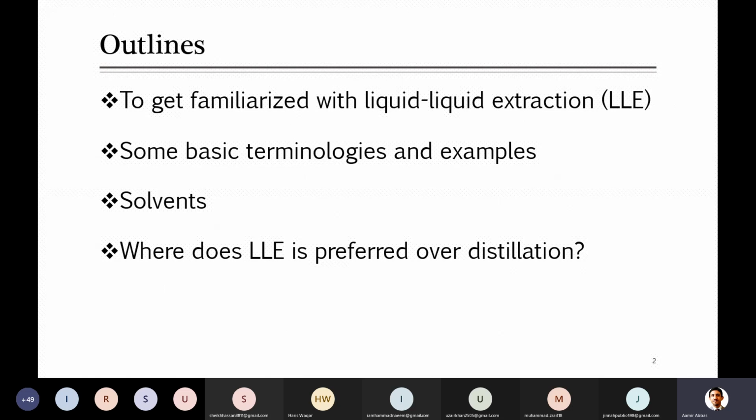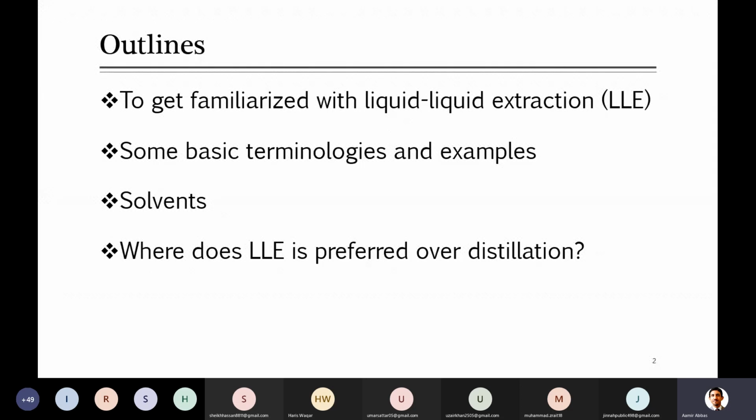Then we will talk about the solvents, because as we go through this, we will come across that you need some mass separating agent, which is the solvent. So the selection of solvent, or which types of solvent are usually used. And then at the end, we will conclude this lecture with when LLE is a better separation technique as compared to the majorly used technique, which is distillation.